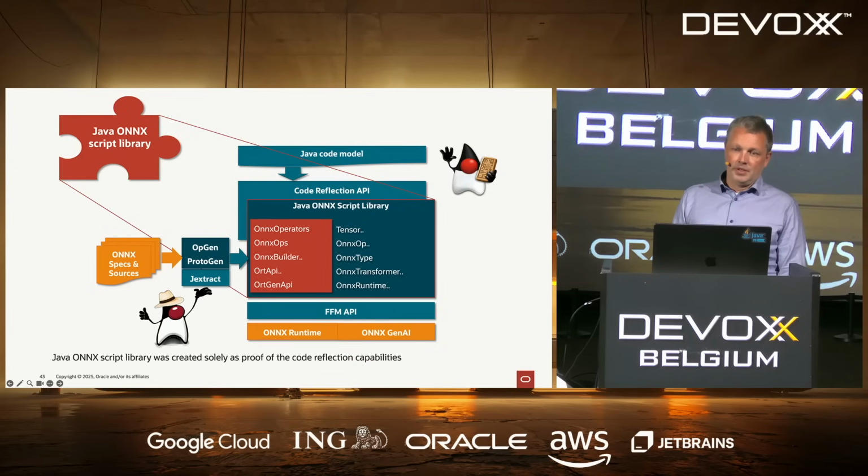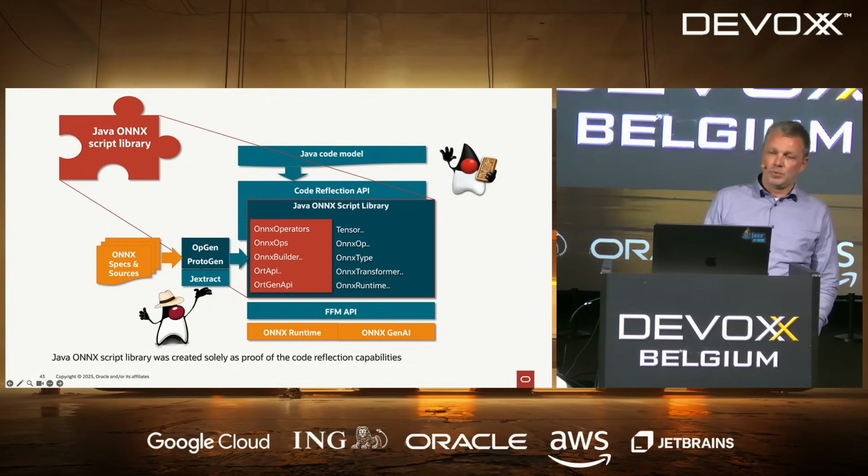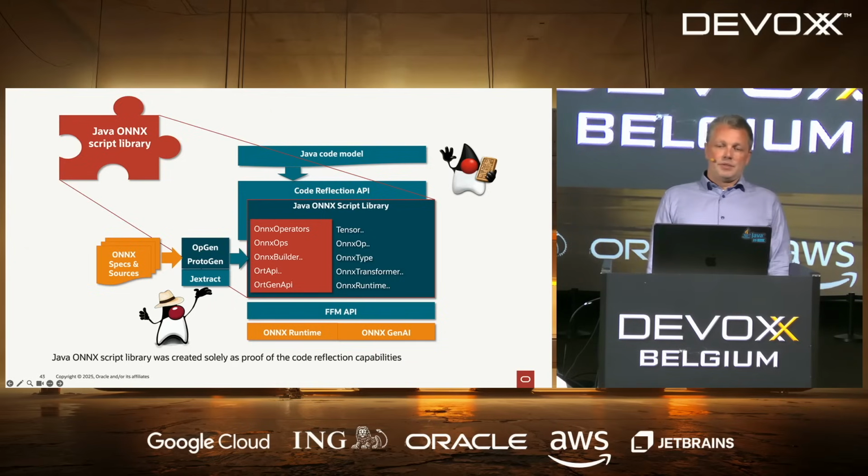We have to say that it's only a proof of concept. It's not any kind of production state. You may find it under examples in Project Babylon, under code reflection examples, to inspire how it may look like. The library consists of some core classes like tensors, ONNX-op, ONNX-type. It contains some set of transformations like ONNX transformer, and its execution part is concentrated in the ONNX runtime class.